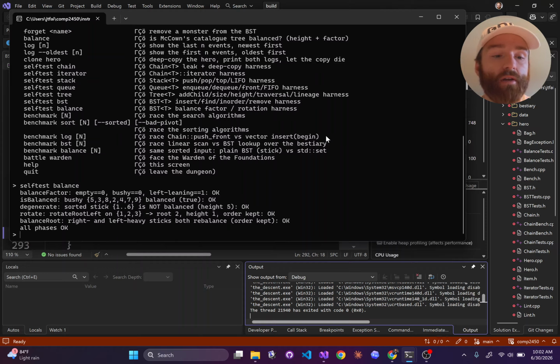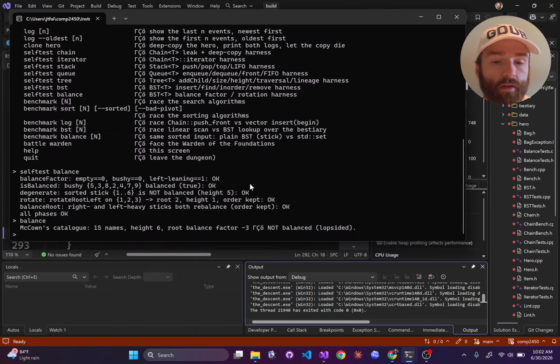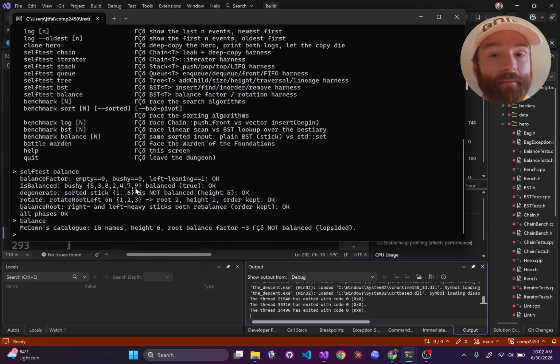So now let's use them on McCown's actual catalog. So let's say balance. There we go. So see McCown's catalog, 15 names, height 6, root balance factor -3. It's not balanced. It is lopsided. So it's still lopsided. It's a height of 6, factor of -3. But why? We have balance root now. Because balance root fixes just one node, which is the root. If a tree leans for 6 levels, it needs the fix applied at every node over and over every time it changes. Doing that by hand forever is a losing game, and that's the lesson.